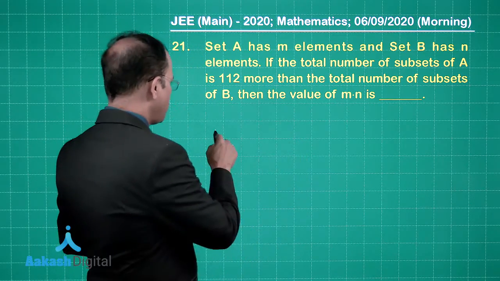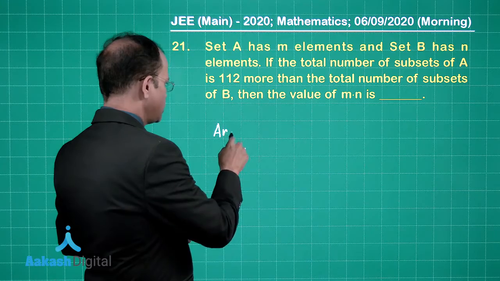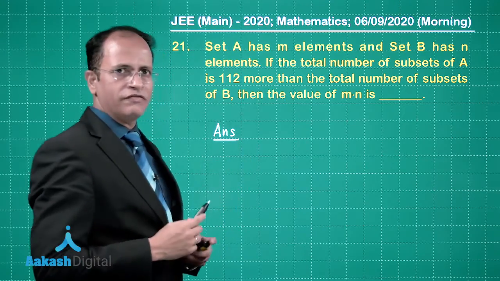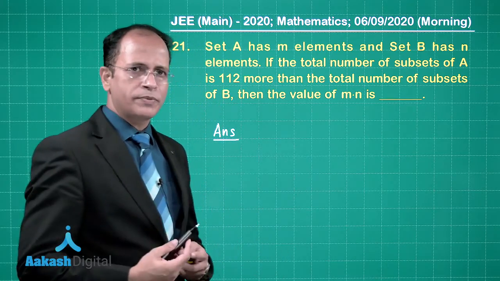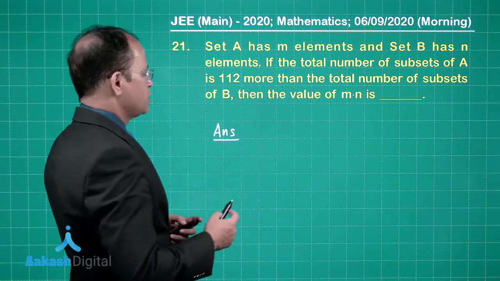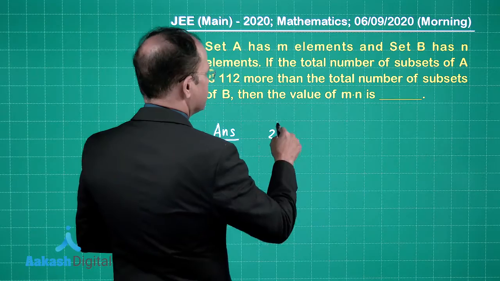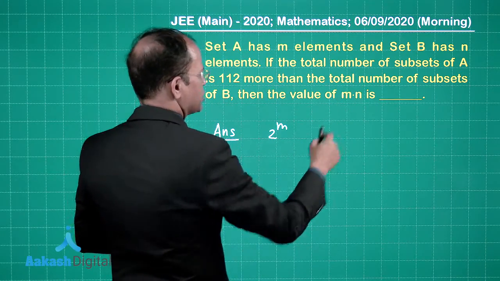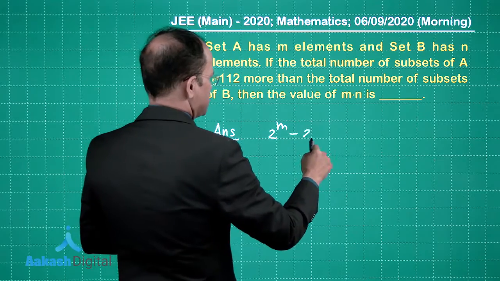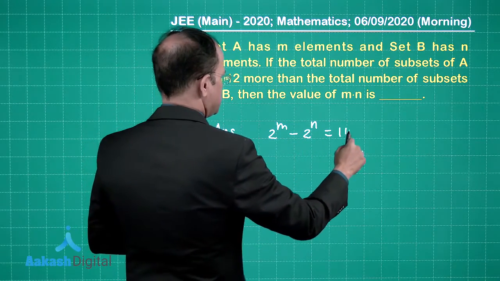Now if I talk about the number of subsets, yes, the logic is 2 raised to the power m we have. If we have a set A which has m elements, so the number of subsets will be 2 raised to the power m. So when you talk about 2 raised to the power m, this is the first set we have, and then we have been given one more set B which has elements 2 raised to the power n and which is going to be 112.